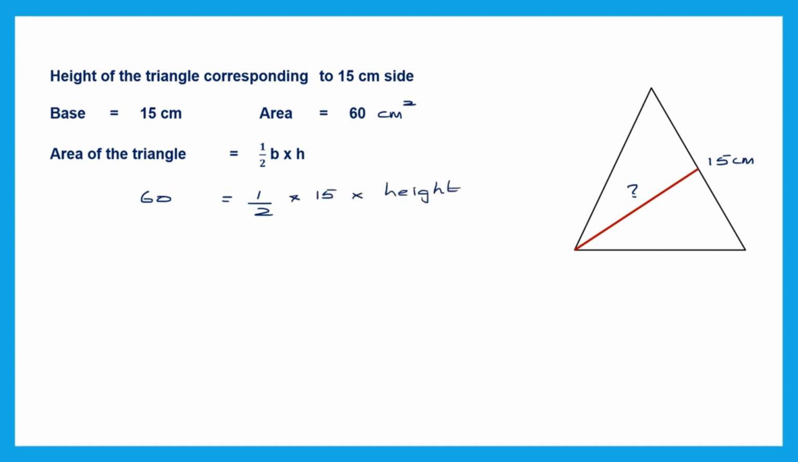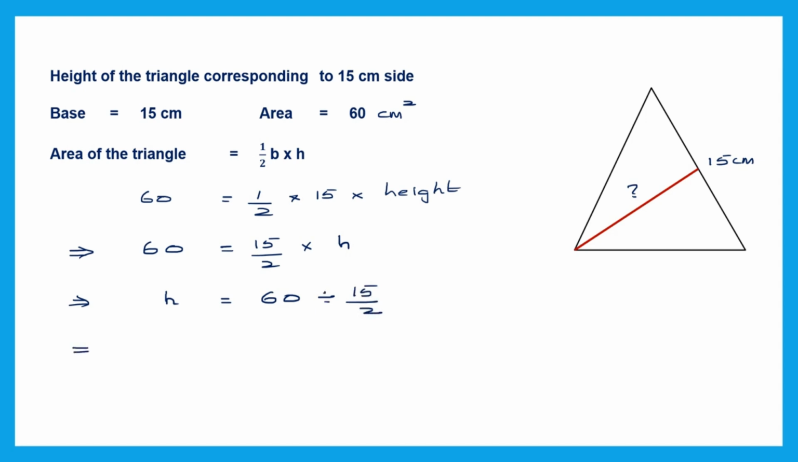Now here we can work out this multiplication. 1 by 2 into 15 is 15 by 2. So this is an equation. 60 equals 15 by 2 into the height. So now we're going to find the height. So height will be equal to 60. Now we are going to transpose this 15 by 2 to the other side. Because it is multiplication, it will turn into division. Divided by 15 by 2.